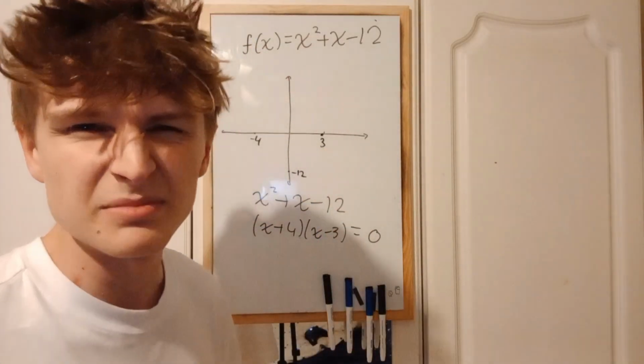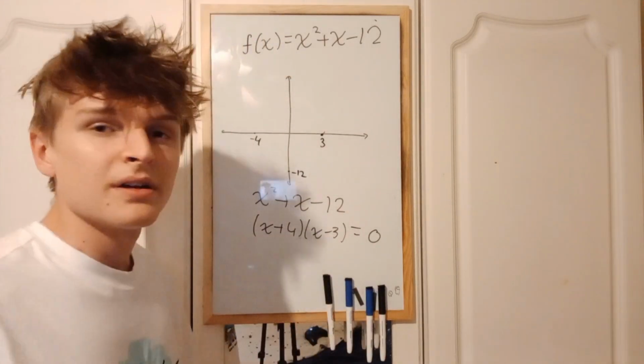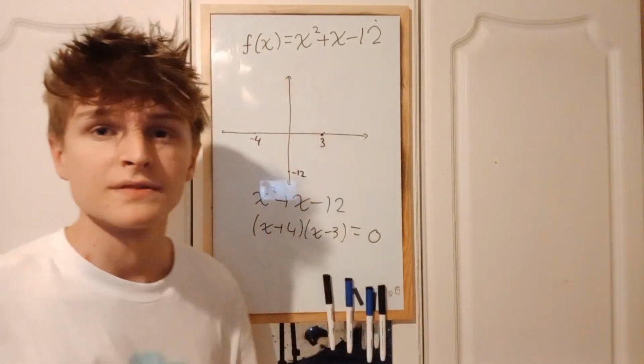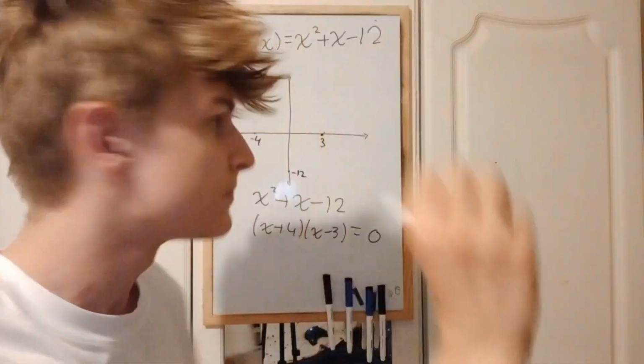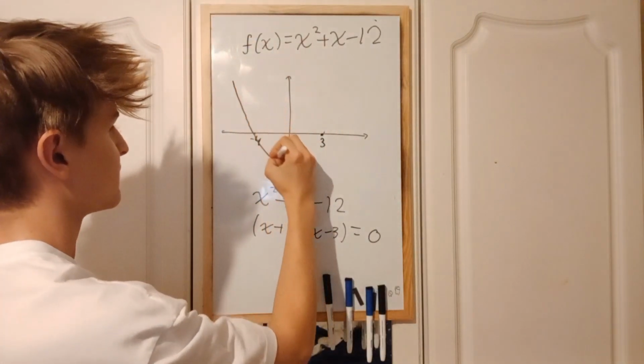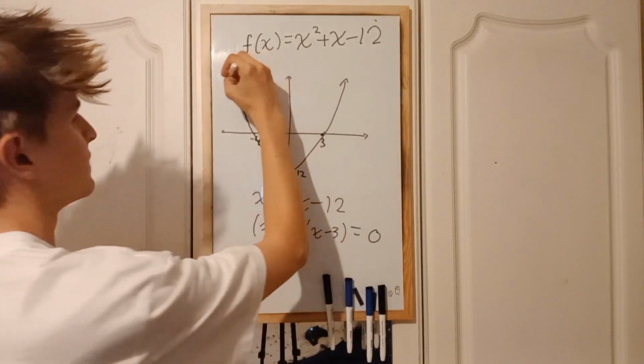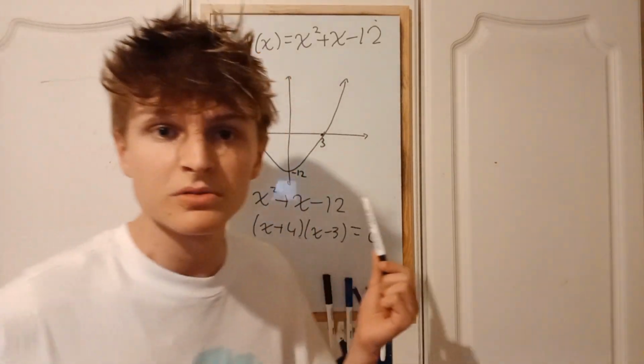I know it's not really, but who cares? And we can tell, because of the positive coefficient in front of x squared, it's going to look like a big U. We're going to get something like this. So boys, there you go. That's a graph of a quadratic right there.